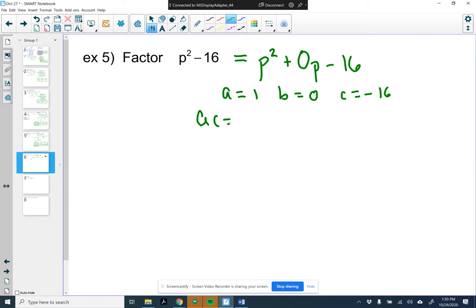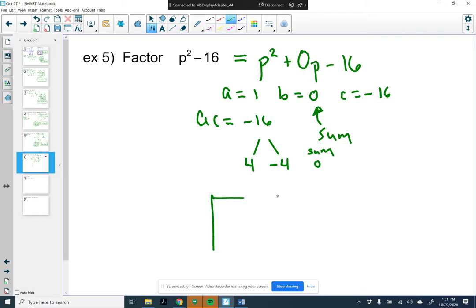A times c, we'll calculate that. That's going to be -16, because 1 times -16 is -16. I need to find two factors of -16 that have a sum of 0, so we need to add them up to 0. Think about that. If two things add up to 0, how's that going to work? One needs to be positive, one needs to be negative, and it will only work if they are the same number with opposite signs. So like 4 and -4 is the combination that we're looking for here. 4 plus -4 is 0, and 4 times -4 is -16.